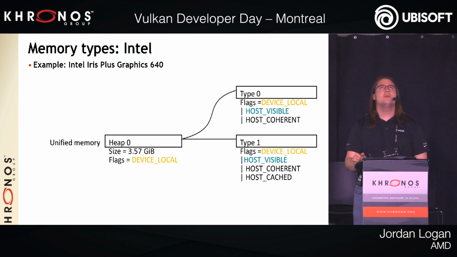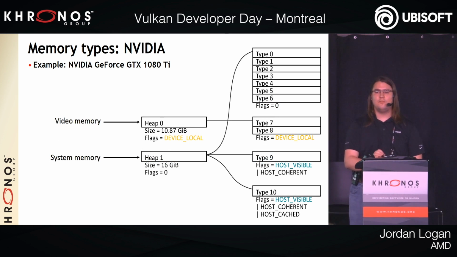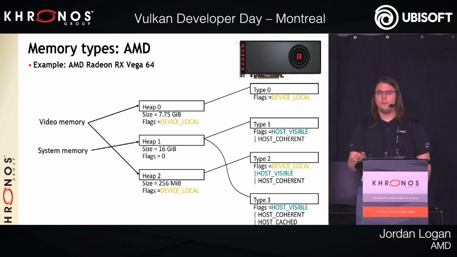I'm going to show you real quick a bunch of different GPUs out there. So first off, we have Intel, which has a single heap and 2 types. And then on NVIDIA, we have 2 heaps with 11 types. And finally, at AMD, we have 3 heaps with 4 types. So there's a lot of different configurations you can see from the different memory. So you have to account for all of this.